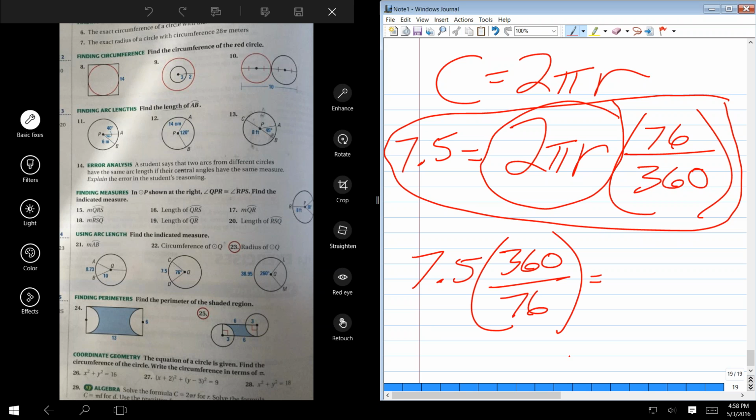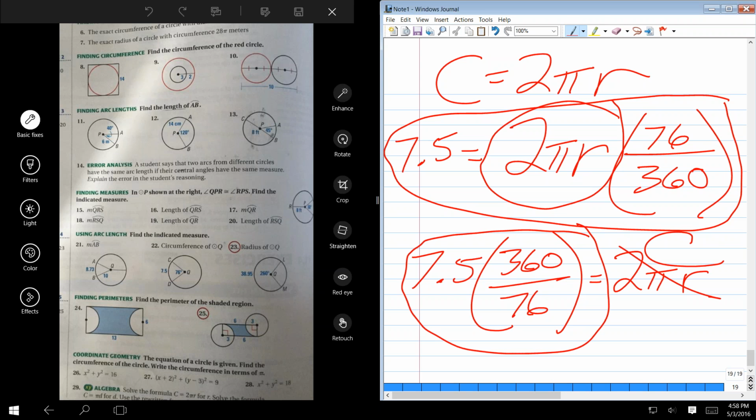I'm going to multiply the left side of the equation by that and the right side of the equation by that. When I multiply the right side of the equation, I'm left with 2 pi r. Well, that's another word for circumference. So the circumference is this number right here, whatever that comes out to be. And it's going to be in feet, I guess. They don't tell you what this 7.5 is, but everything has been in feet so far. So we couldn't really attach a unit to it. We just have to come up with a number, since they haven't given us units.